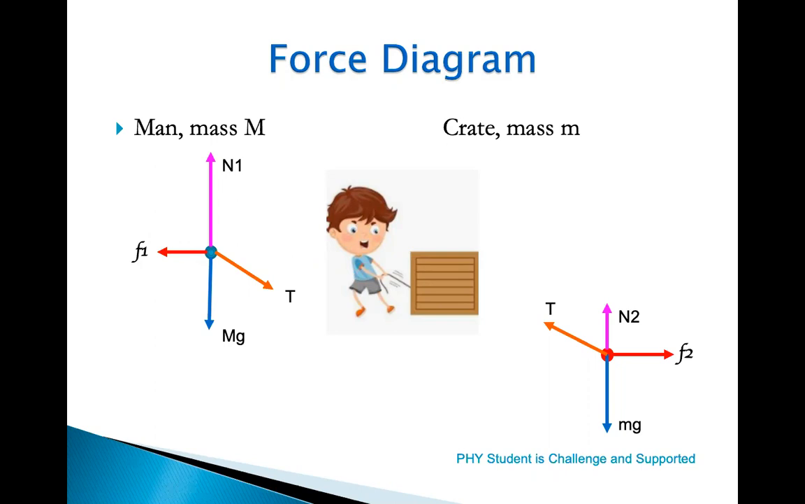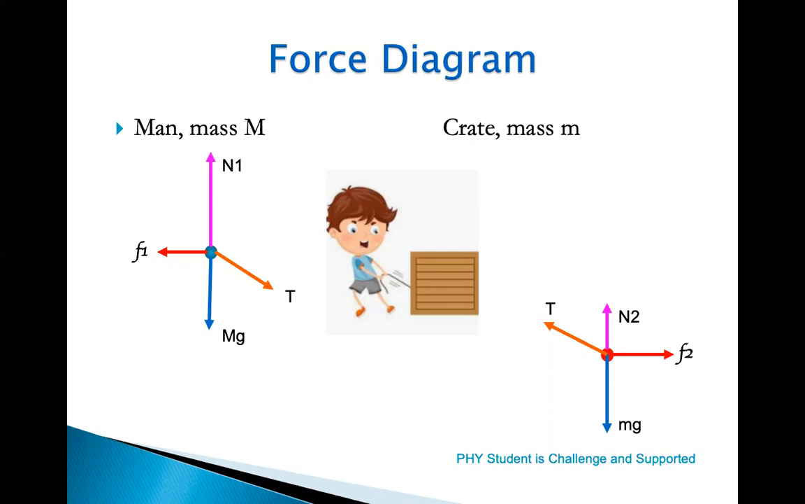For the man, remember the three basic forces, there's always weight, big M, G. And when a man stands on the ground, he pushes the ground, so the ground pushes him up. So that's the normal force N1, where 1 means the man. And because he pulls the rope and the rope pulls him, the force acting on the man is T, tension.